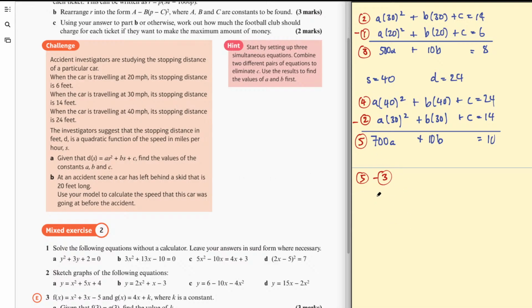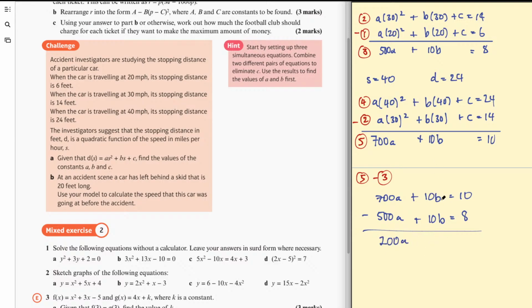So 5 is 700a plus 10b equal to 10, and equation 3 we're subtracting. This is 500a plus 10b equal to 8, and subtracting these we get 200a.